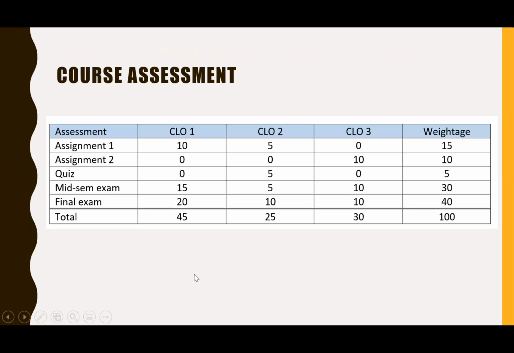And this is how you are going to be assessed. You have 2 assignments, assignment 1 and 2. Assignment 1 is 15%, assignment 2 10%, quiz 5%, mid-semester exam is 30%, and final exam is 40%. If you look at the proportion and weightage of the assessment, most of them are from the mid-sem exam and the final exam. It's going to take 70% of the assessment, based on exam.